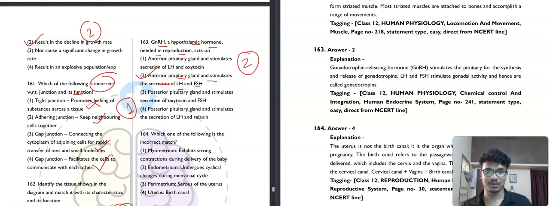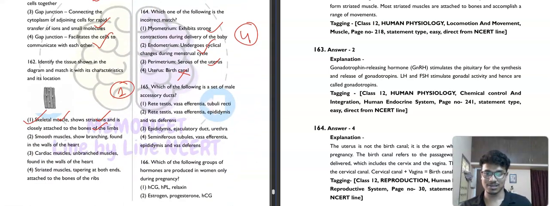164. It is saying which of the following is an incorrect match? Myometrium exhibits strong contraction during delivery of the baby. This is correct. The endometrium undergoes cyclical changes during the menstrual cycle. Correct. Then perimetrium, serosa of the uterus. Correct. Uterus is the birth canal. Uterus is not the birth canal, right? Birth canal refers to the passageway through which the baby is delivered, which includes the cervix and vagina. Uterus is not the birth canal. The implantation of the baby occurs in the uterus. So the fourth option is the correct answer.